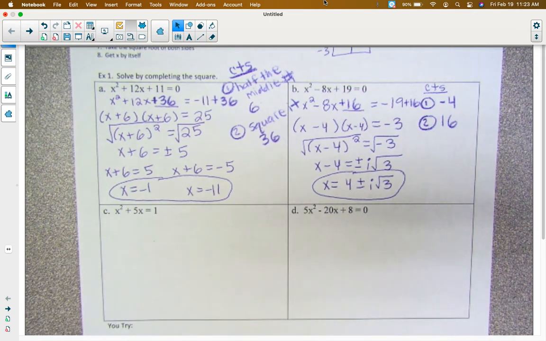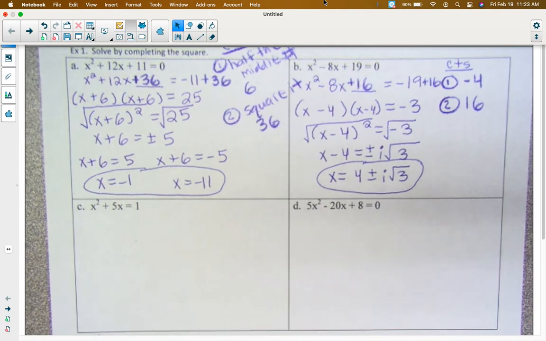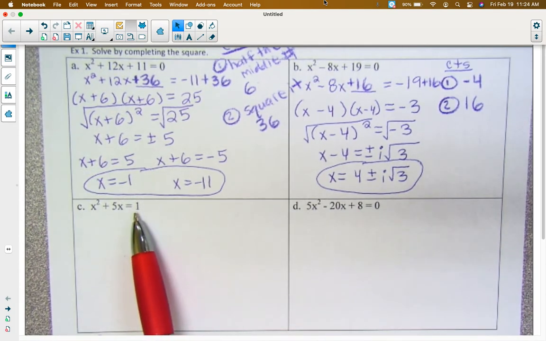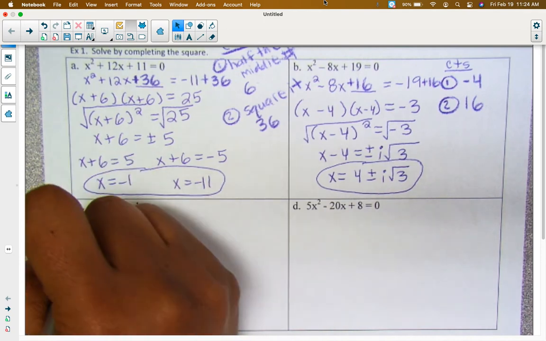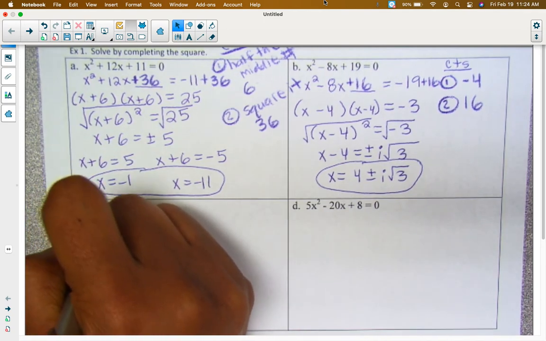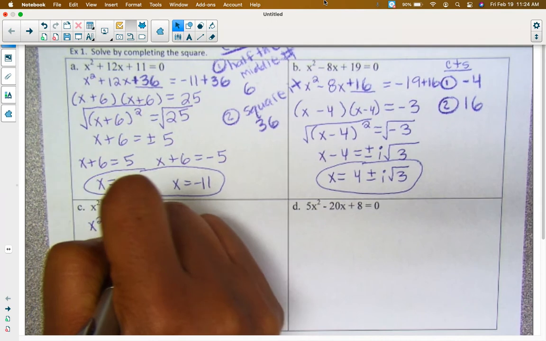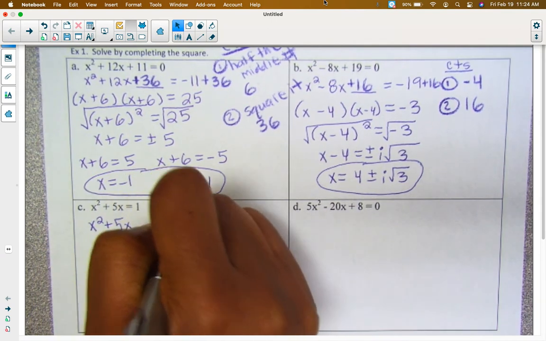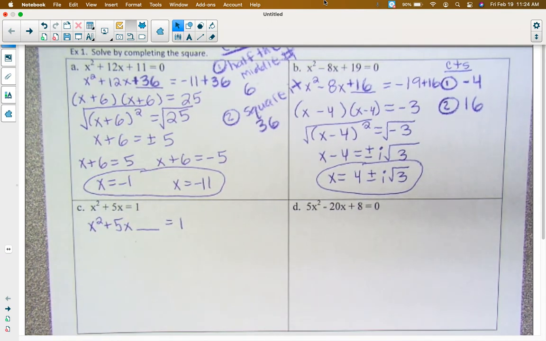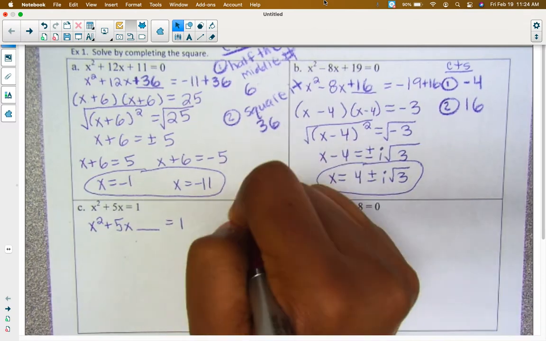We have a little less steps that we need to worry about. So x squared plus 5x, and our constant is already on the other side. So we're just going to do x squared plus 5x. We're going to go ahead and leave a little space, equals 1. Off to the side, we're going to complete the square.